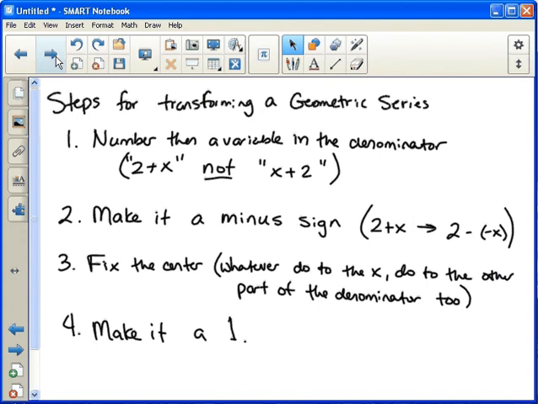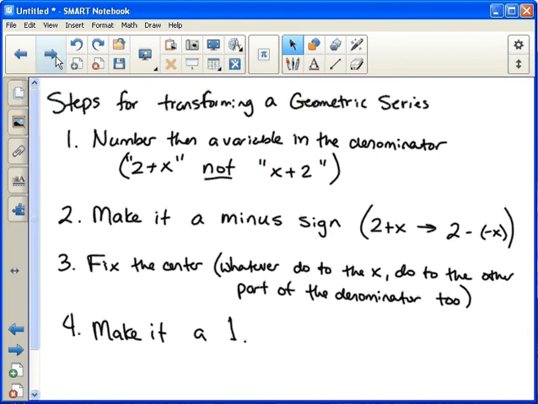So the first step is to make sure in your denominator you go number, then variable. So as you can see there, I'm saying you write it 2 plus x, not x plus 2. Because the formula is a over 1 minus r. So the 1 comes first, the r comes second. So you always want to make sure that in the denominator it's number, then variable.